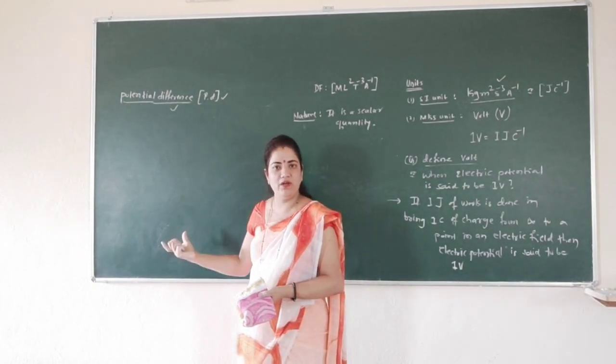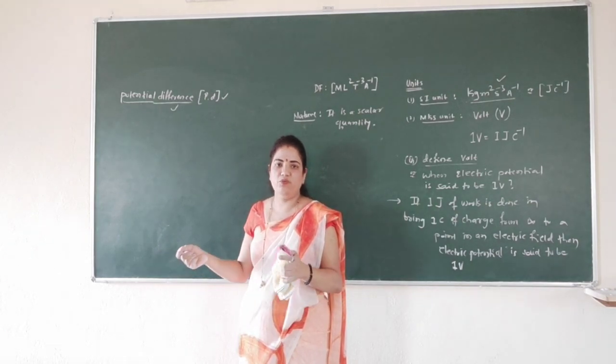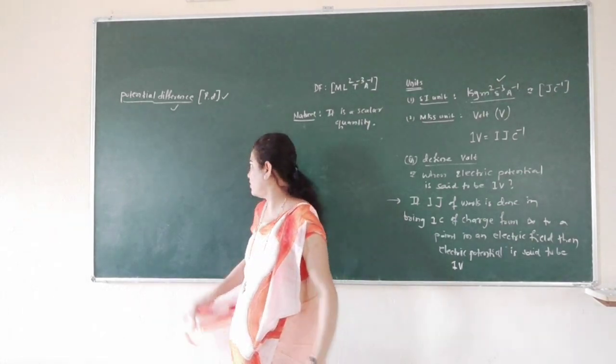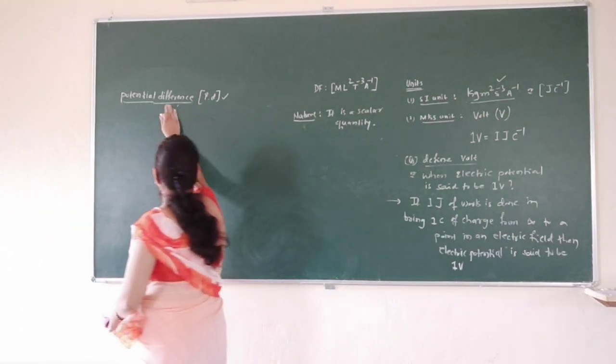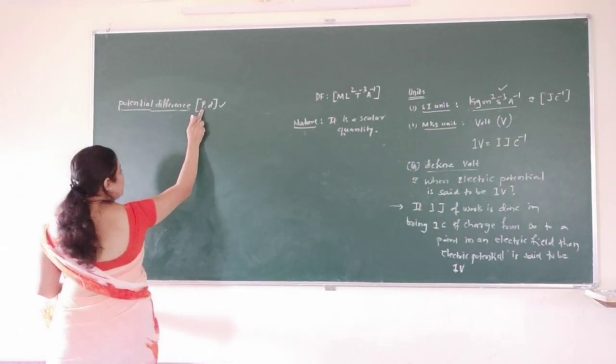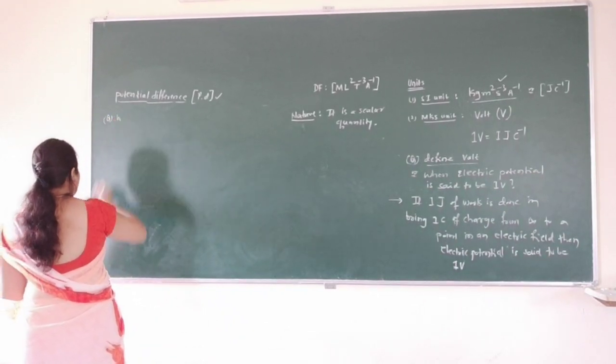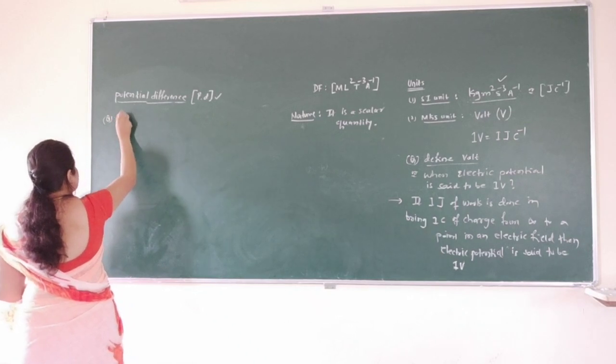Here there will be a finite distance because we are choosing the 2 points in an electric field only. Okay. Potential difference. PD. You can write in short P dot D. Again I write a question. What is potential difference?